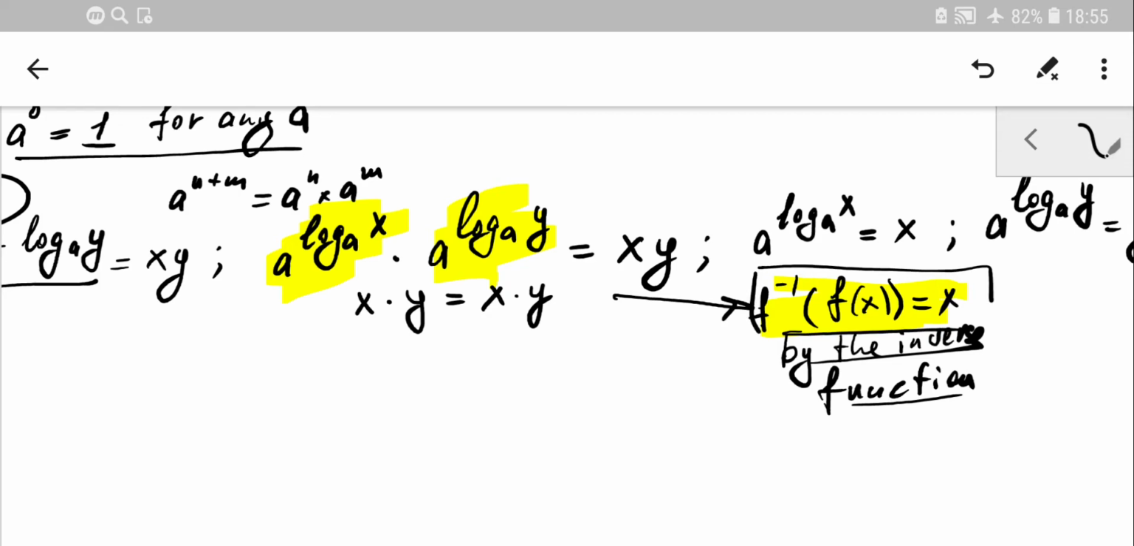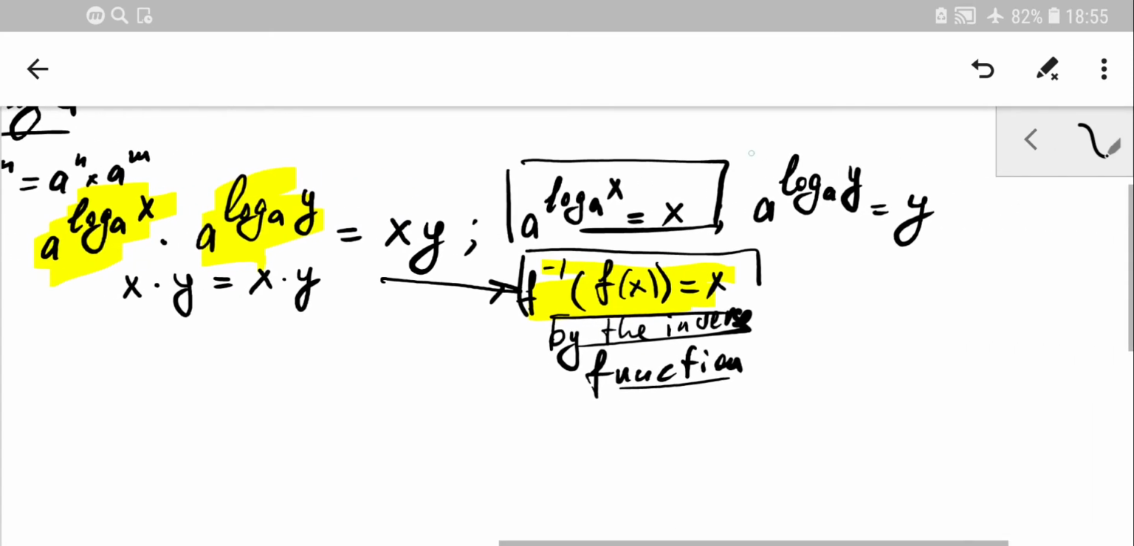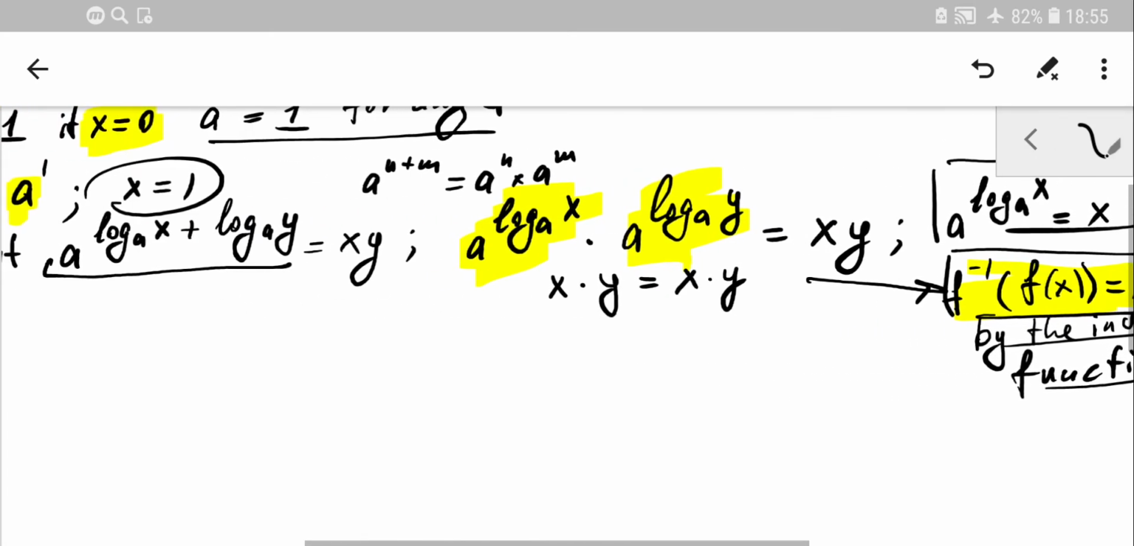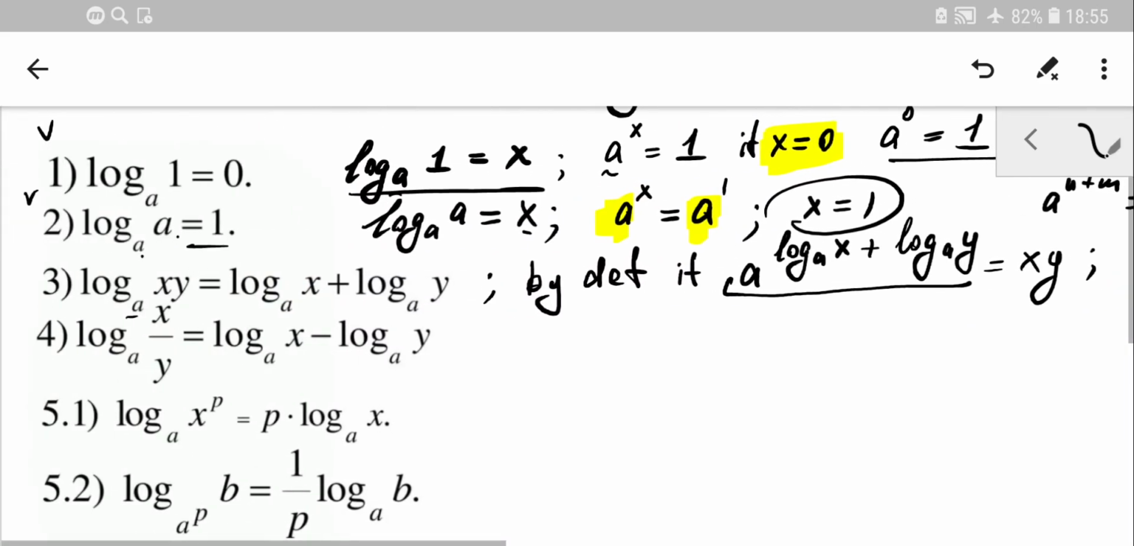Make sure you understand that. If not, just try to search in YouTube how to find the inverse of the inverse function, and you will understand that the result will be x. Here, how we apply that rule to logs. Okay, so that was probably the most difficult.